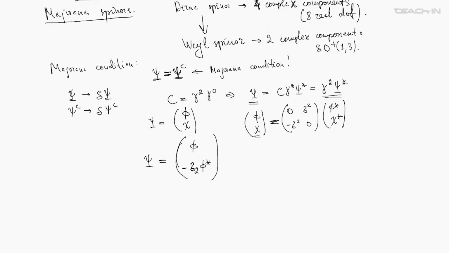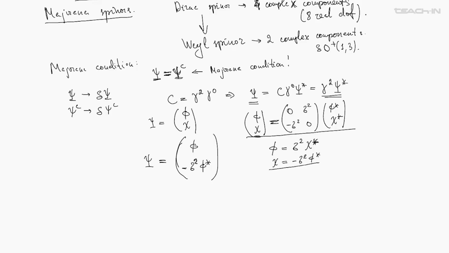Let me write it with an upper index. That is a solution of this equation. So from this equation, you see that phi is equal to sigma 2 chi star, and chi is equal to minus sigma 2 phi star. From these equations, only one is independent. You can take this equation expressing chi via phi, because the upper equation follows from this one upon conjugation.